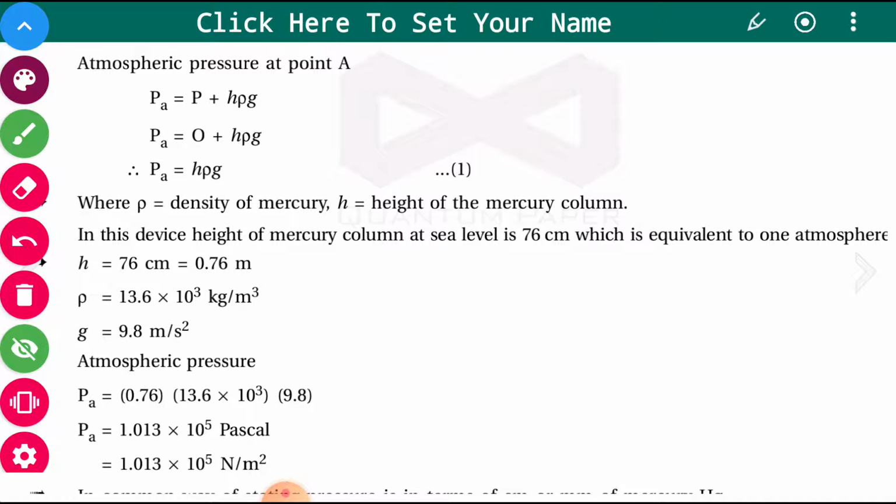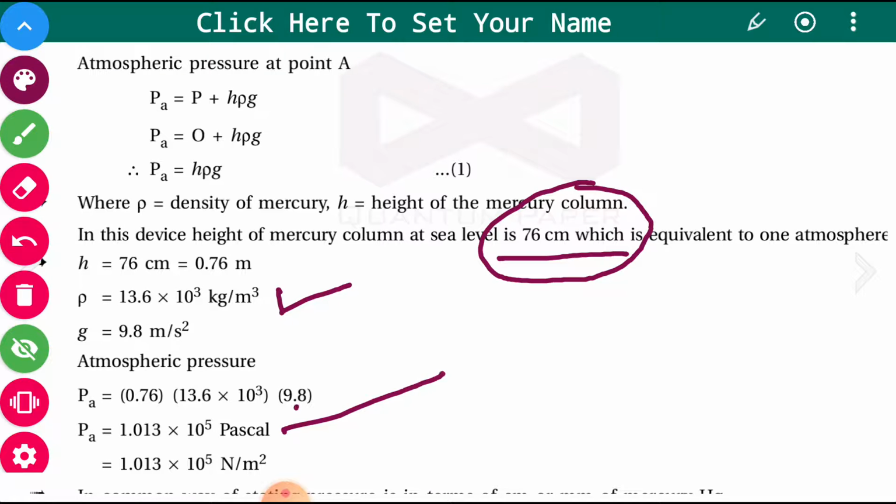Rho is the density of mercury, h is the height of the mercury column, and generally we have the mercury adjusted at a height of 76 centimeter. Therefore we can say that at sea level, the 76 centimeter height of mercury column produces a pressure, and that is the pressure of the atmosphere, which is roughly equal to 1.013 × 10^5 Pascal.